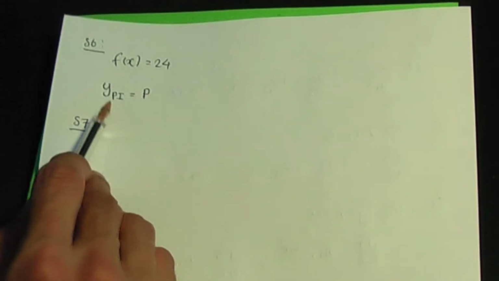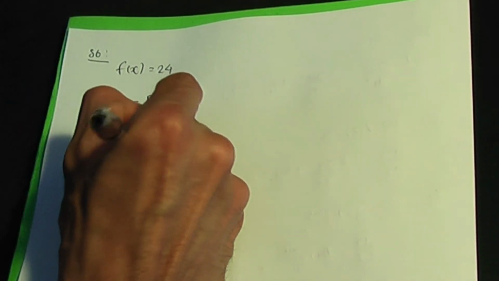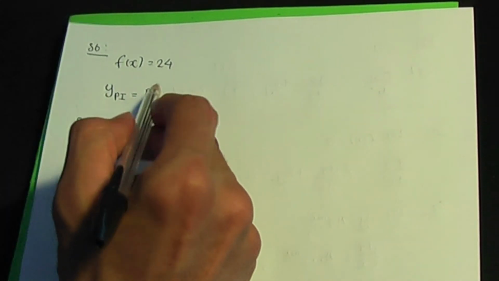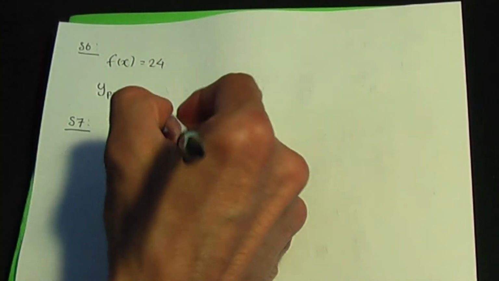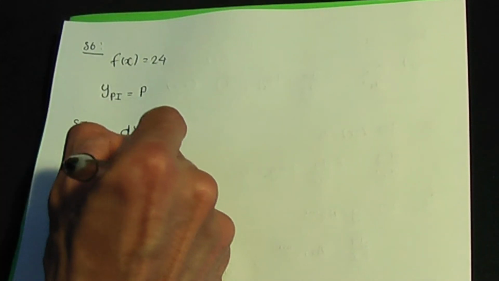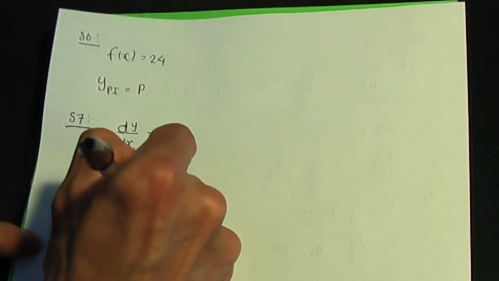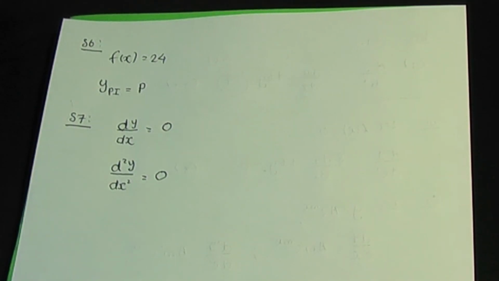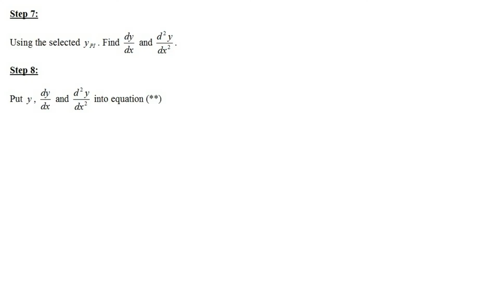So back to the paper and pen. Our YPI is P. So if we work out dy over dx of our YPI, so bearing in mind P is a constant, when I differentiate, we're going to get 0 for dy over dx. And we also need d2y by dx squared. So if I differentiate 0, it's 0 again. Okay? So let's have a look at the screenshot to remind ourselves of the next step. Step number 8, remember, is to put our results for y, dy over dx and d2y over dx squared into double star. Okay? So remember, double star is the main equation that we had in question.